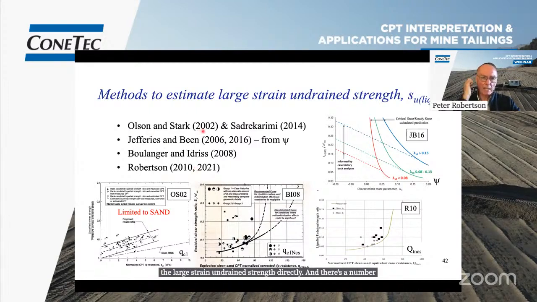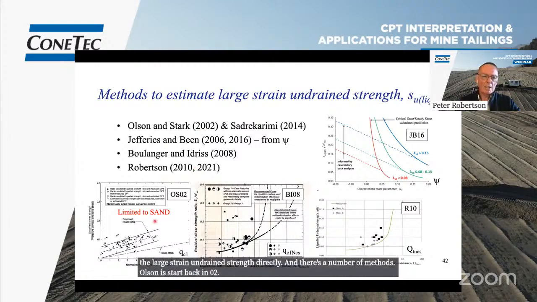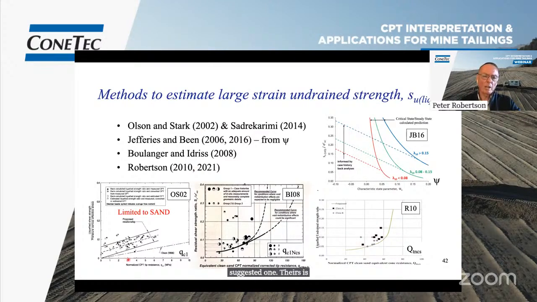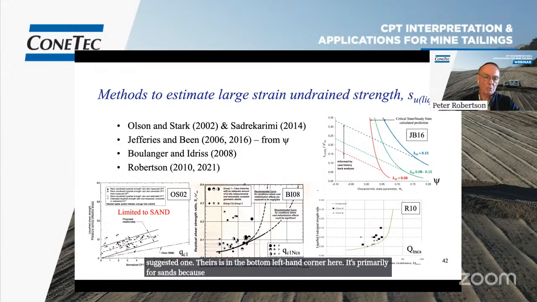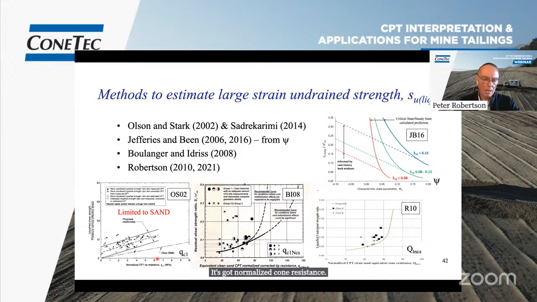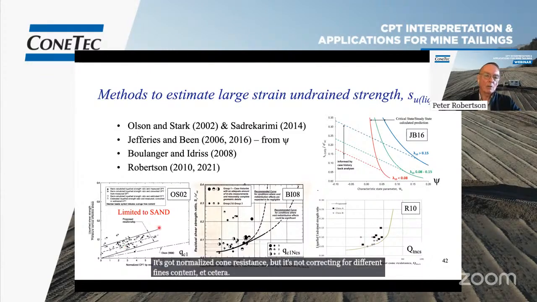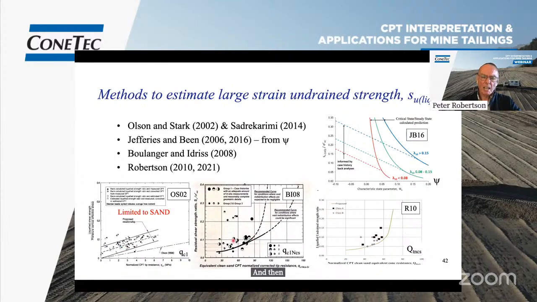Olson, that starts back in '02, suggested one. Theirs is in the bottom left-hand corner here. It's primarily for sands because it's got normalized cone resistance, but it's not correcting for different fines content, etc. So it's limited only to clean sands. And then Robertson and Idriss, they use clean sand equivalent, but they use fines content to correct for clean sand. So it's a little bit cumbersome.